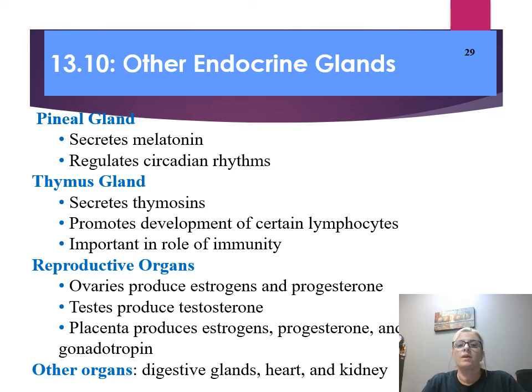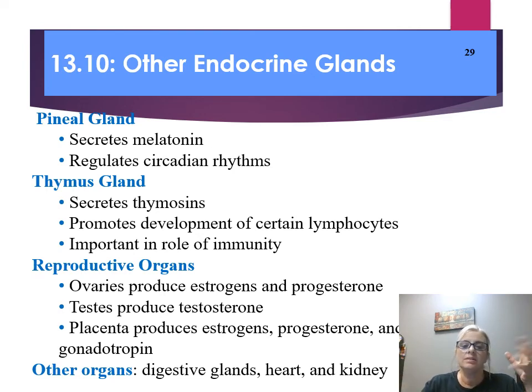So reproductive organs also secrete some hormones. They can secrete testosterone, estrogen, progesterone, and gonadotropin. Other organs like digestive glands, small intestines, heart, and kidney also all secrete some hormones. The heart secretes atrial natriuretic peptide, which is ANP, and that is directly tied to natriuresis, the water and ion balance. And so this can decrease extracellular fluid by increasing sodium excretion, by releasing more sodium.